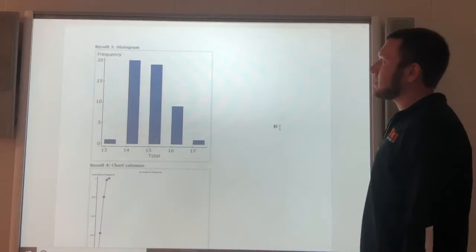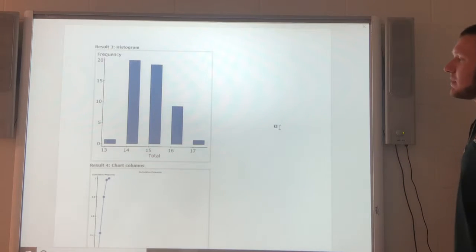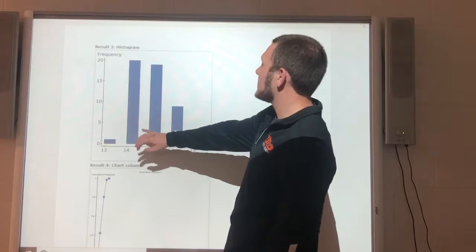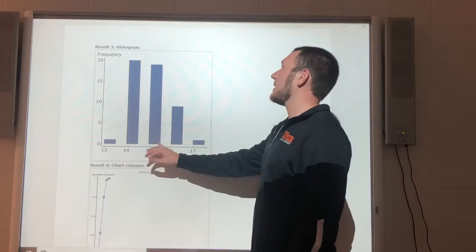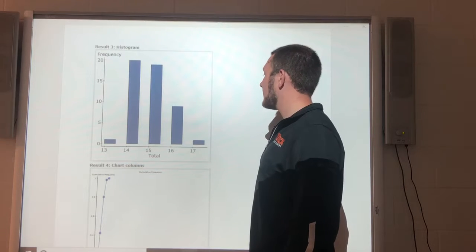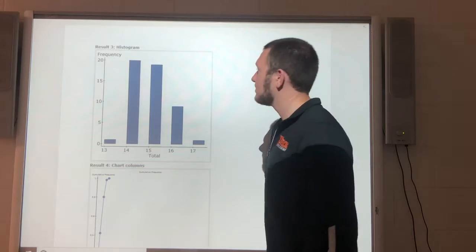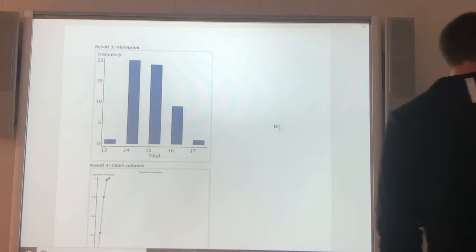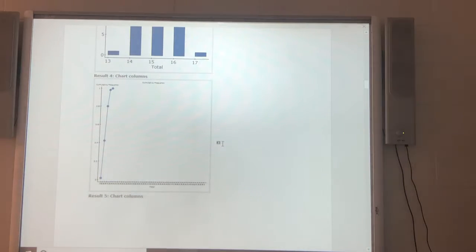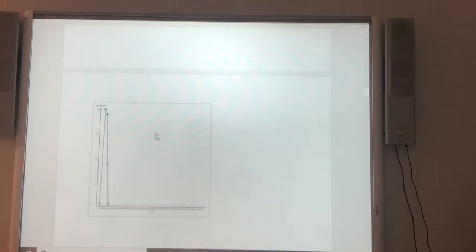Here's a histogram I used as well, showing the frequency of 13, which occurred one time, 14, 20 times, 15 occurred 19 times, 16 occurred 9 times, and 17 occurred 1 time. I also have a column chart I used as well, just for show. I'll show you that real fast. Scroll through.